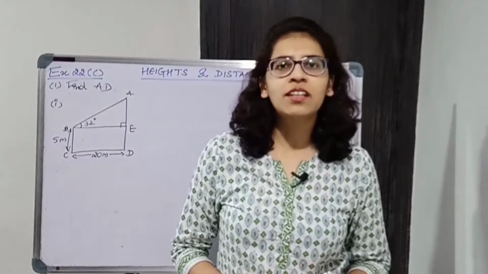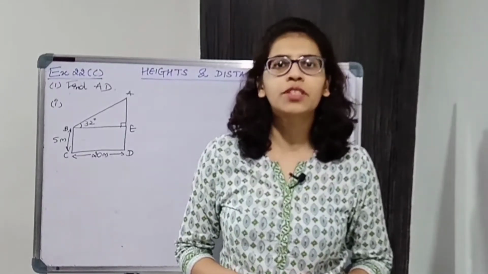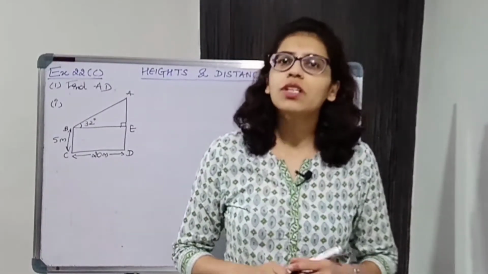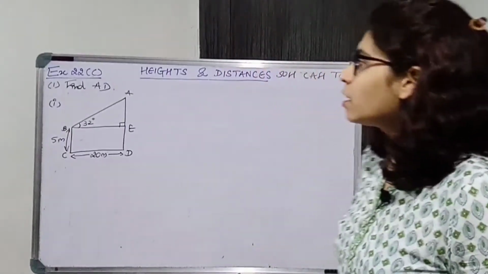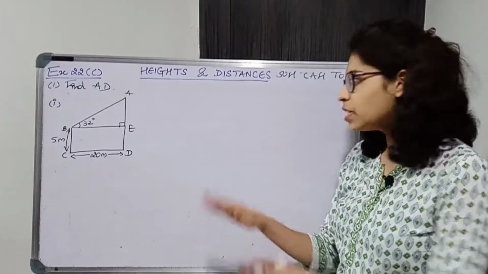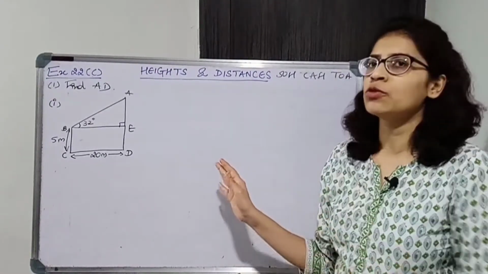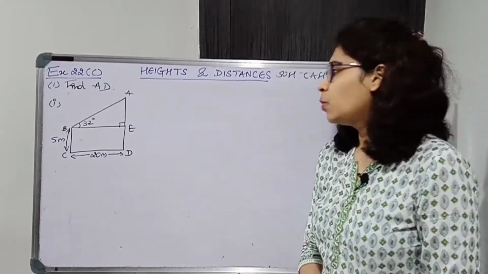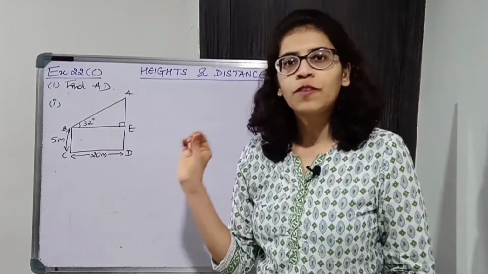In this video, we'll start with exercise 22C from chapter Heights and Distances. So starting with question number 1, find AD. Now there are two subparts of this question. First we'll solve the first part and then we'll come to the second subpart. Now, this is the figure given and we have to find AD.